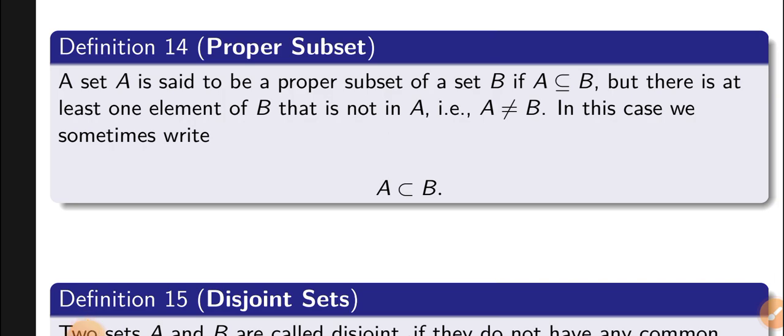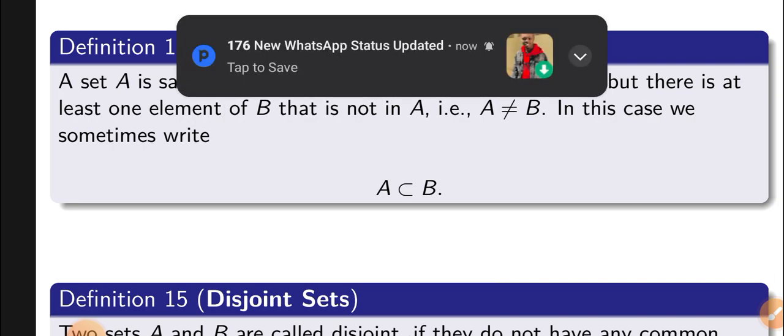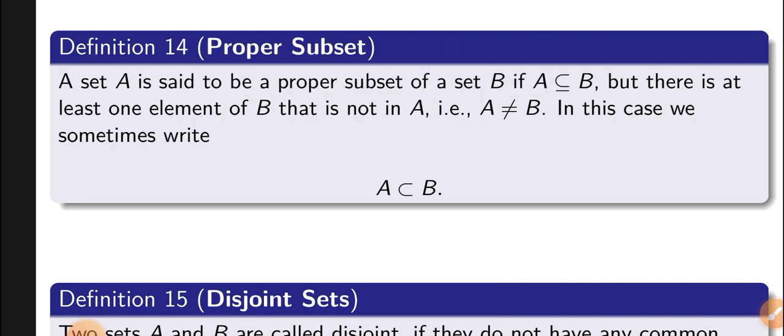A set A is said to be a proper subset of a set B if A is a subset of B, but there is at least one element in B that is not in A. So that is, A is not equal to B. In this case, we sometimes write A is a proper subset of B.